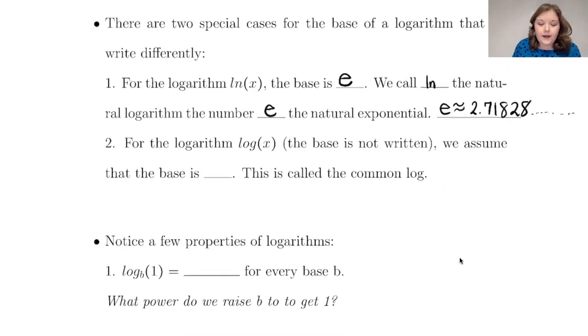Then the other special case that we have is whenever we don't have a base written here. So this one is just log and it doesn't have anything there. If it doesn't have the base written, we're going to assume that the base is 10. And this is just called the common logarithm. So if it just says log of x, just know that that means log base 10 of x.